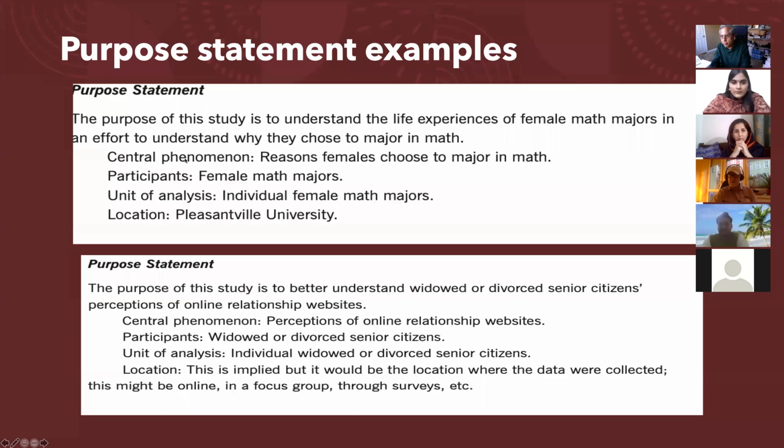Central phenomena. So what is your research phenomena? Reasons females choose to major in math, right? Very clear. So you're drawing from this main stem your central phenomena. Reasons female chose to major in math. Participants, female math majors. Obviously, if you're going to research this, you're going to talk to female math majors, correct? They'll be the ones you will be interviewing, because who can throw light on this? People who are experiencing that, people who are going through that, correct?